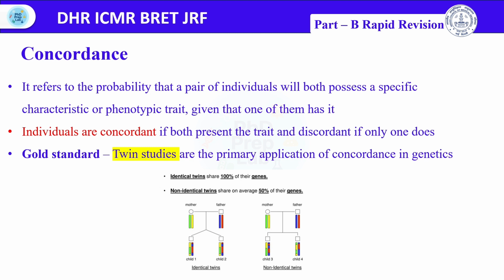So if both twins show the trait or disease, it is concordant in nature. And if only one of the twins shows the trait, it is discordant in nature. It helps to distinguish between genetic versus environmental effects of a particular trait or disease, specifically in twins. If the concordance is higher, it means there is a stronger genetic contribution to the trait or disease in the twins. Generally, monozygotic twins show 100% concordance, but in dizygotic twins, the expected concordance is 50% or even lower.